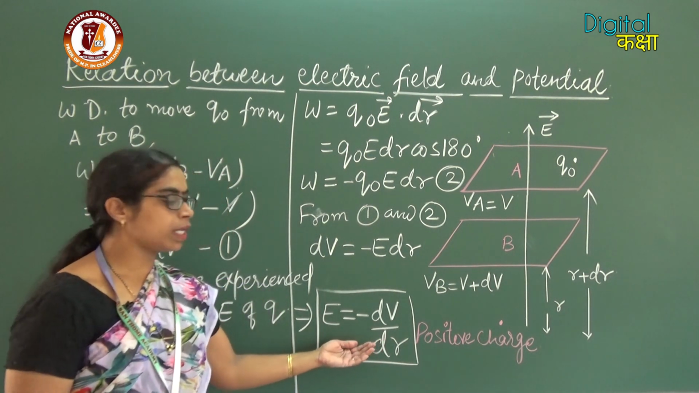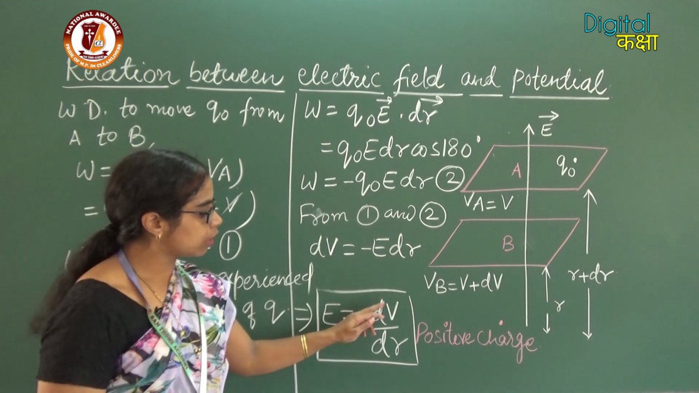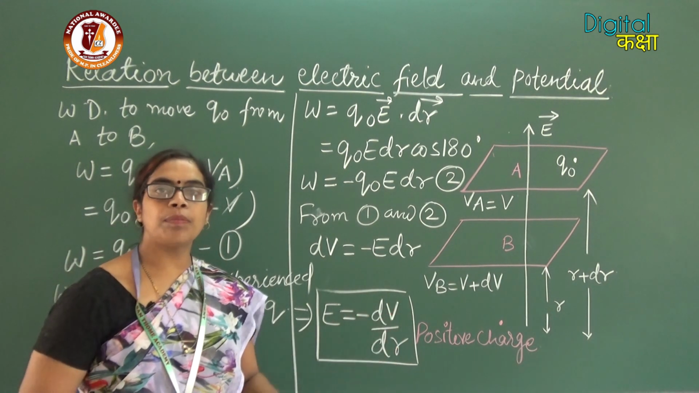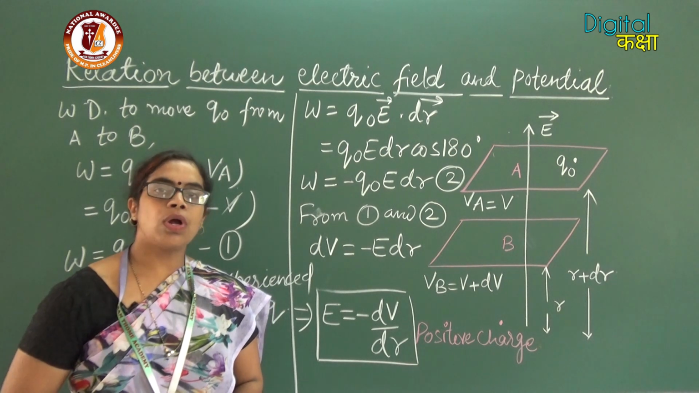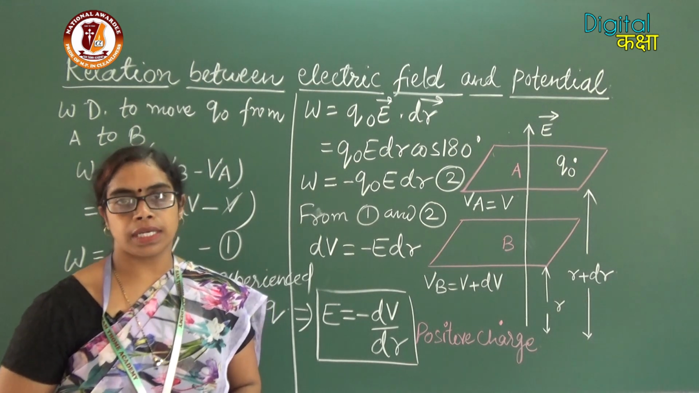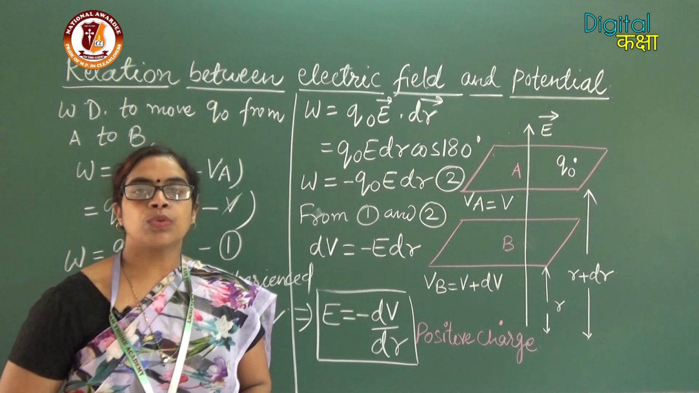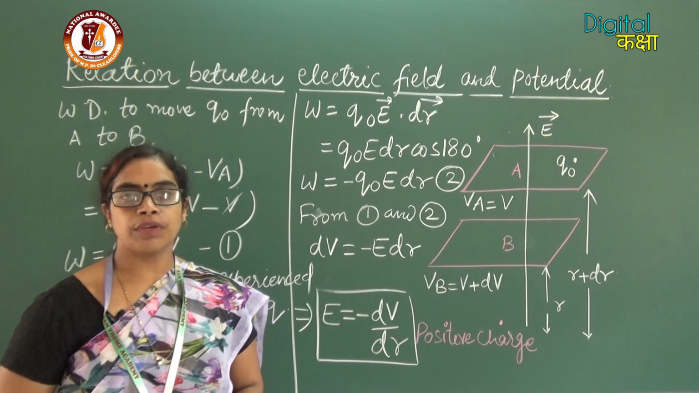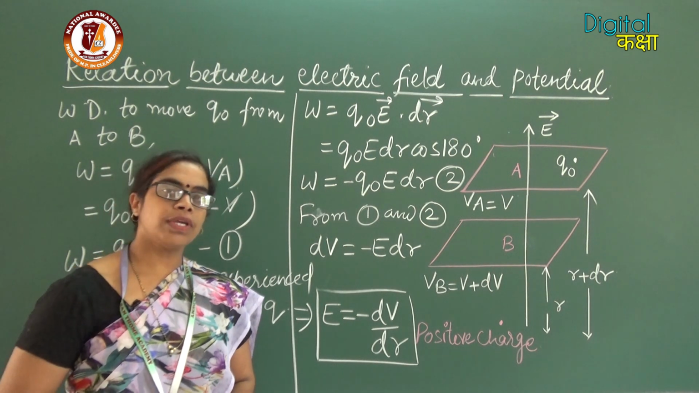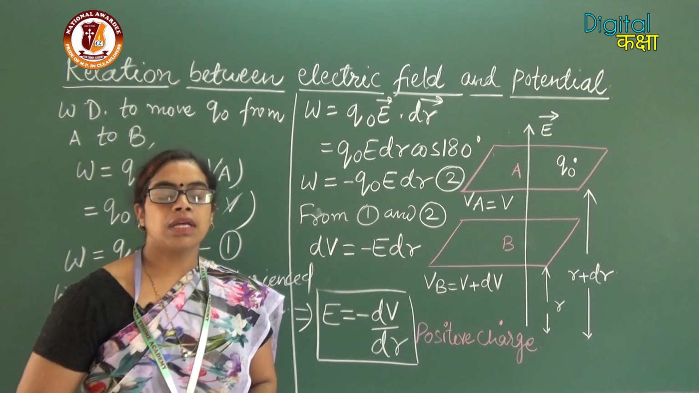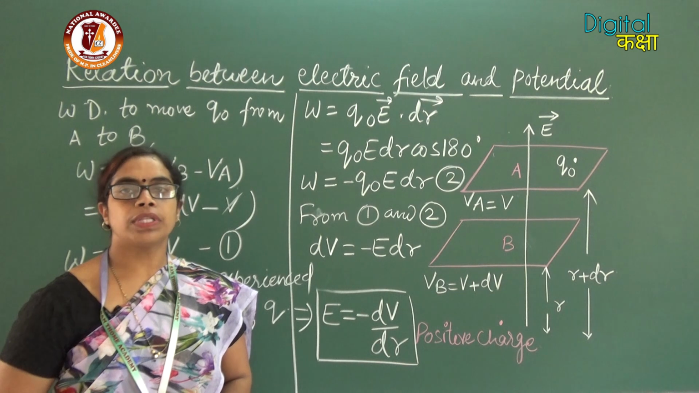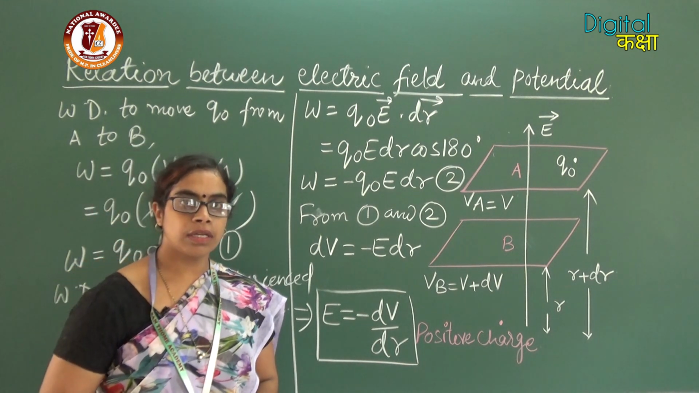One more thing to be understood here is that the complete quantity dV upon dr is called the potential gradient. So this formula also gives us the definition of electric field, that electric field can be defined as the negative of the potential gradient.